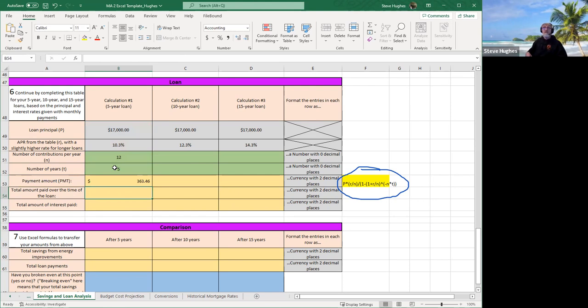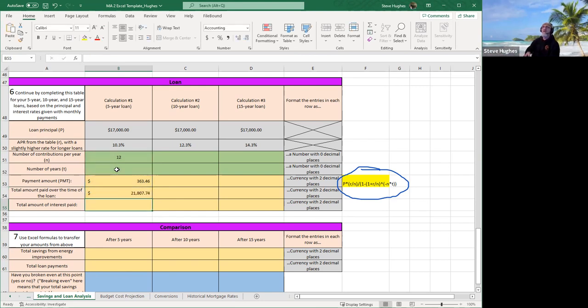We're going to make a payment here. It says $363.46. Now the question is, how much will I pay next? Row 54. How much will I pay over time for this loan? Well, the amount you pay is always the payment times the number of payments per year times the number of years. All right, same thing. Equals the payment times the number of payments per year times the number of years.